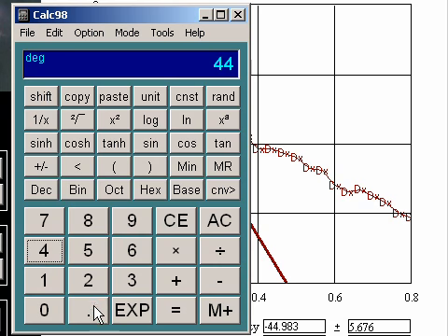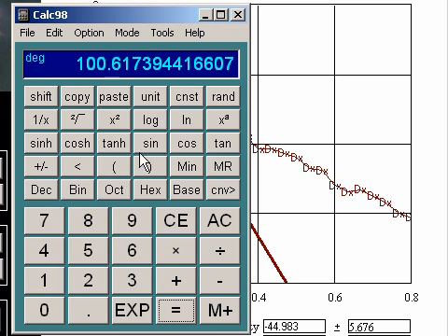By the way, the minus sign just indicates these plumes are being shot to the left, which is normally the negative direction. Okay, so 44.98 times the conversion factor is 100.6. So it's roughly 100 miles per hour for that first plume.